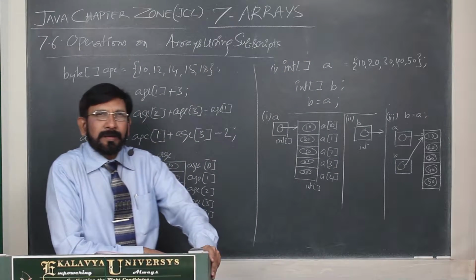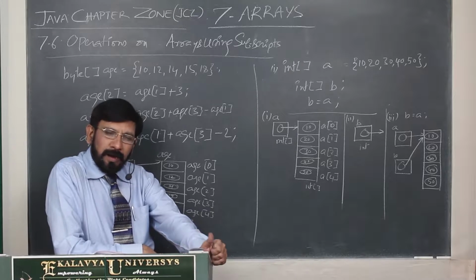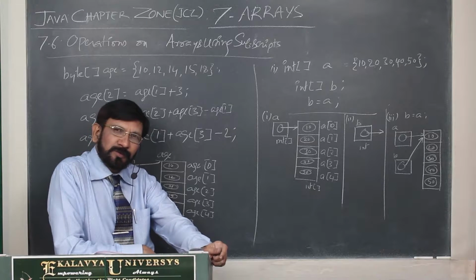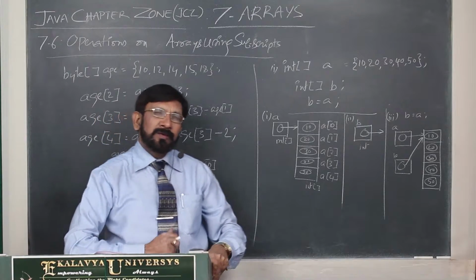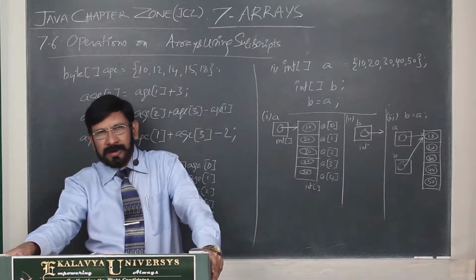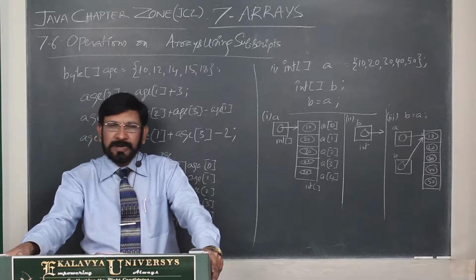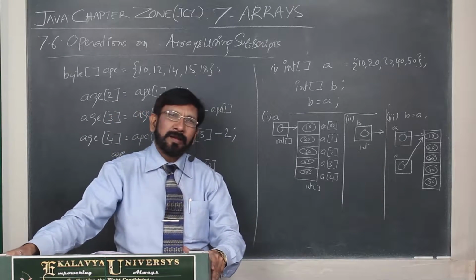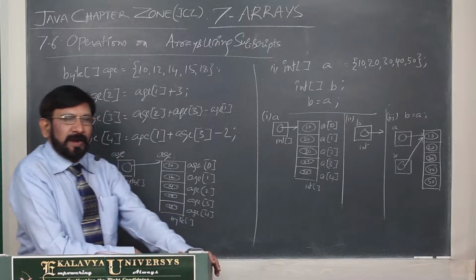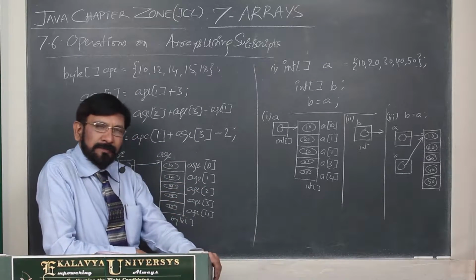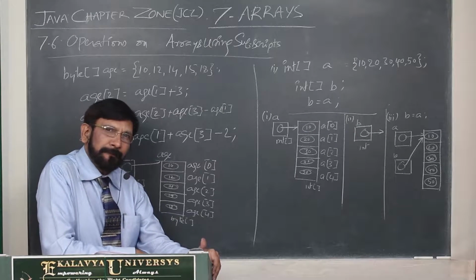Hello friends. Now let us take up concept number 7.6, operations on arrays using subscripts. So far I have explained the characteristics of an array, constructing an array, initializing an array, and other allied points. After that we learn how to perform operations on an array.